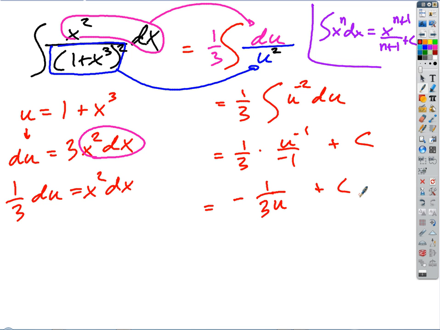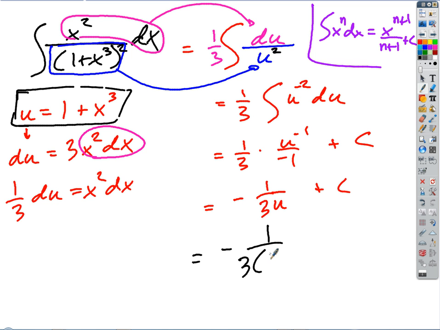Okay, last step. Reverse the substitution. What is u equal to? U is equal to 1 plus x cubed. So we end up with our answer, negative 1 over 3 times the quantity 1 plus x cubed, plus c. Right?